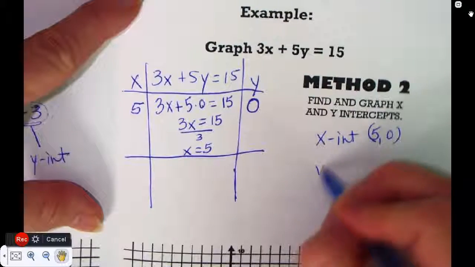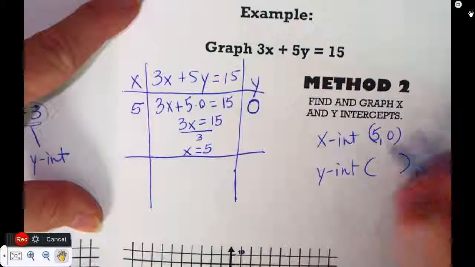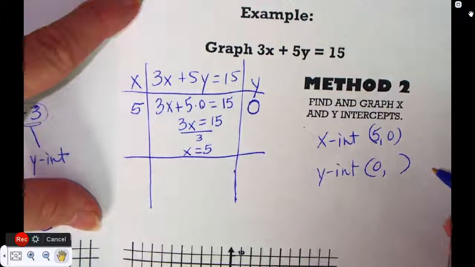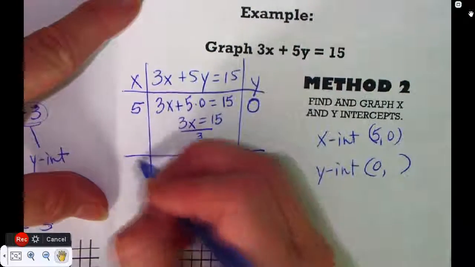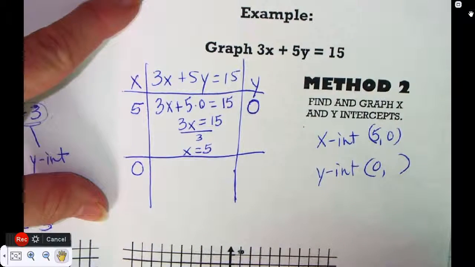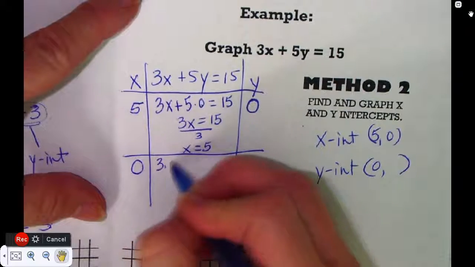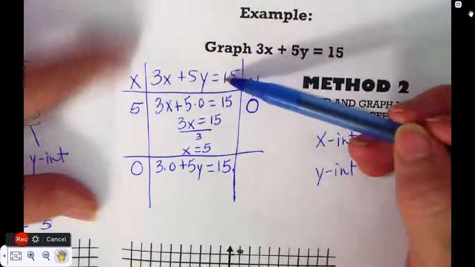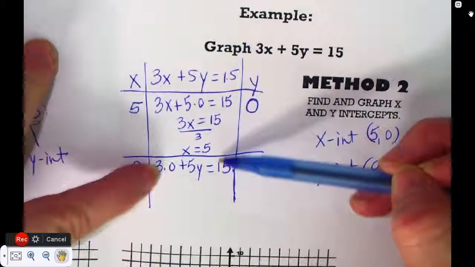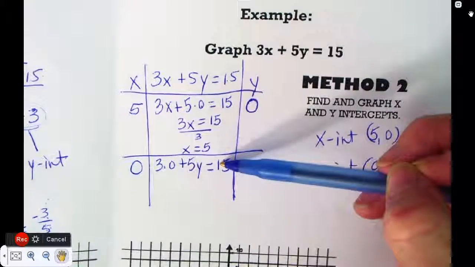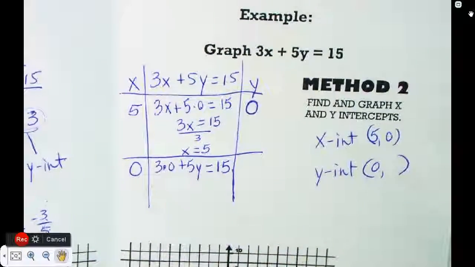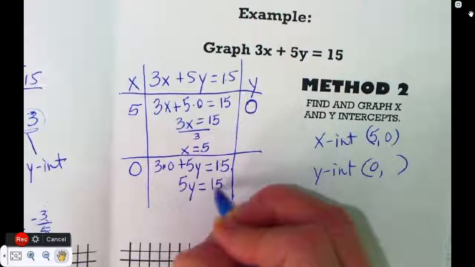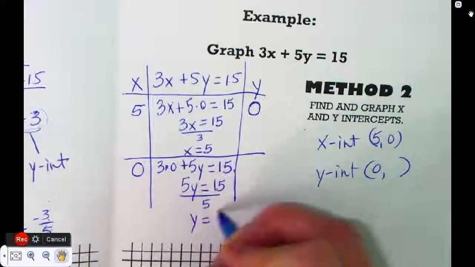Then to find the y-intercept, what's going to be 0? X is going to be 0. Guys, a lot of people get this mixed up. So X is going to be 0 this time. So we're going to go 3 times 0 plus 5y equals 15. All I'm doing is rewriting my equation with 0 in for X. I'm substituting 0 in for X. And so 5y equals 15. Divide by 5, y is 3.